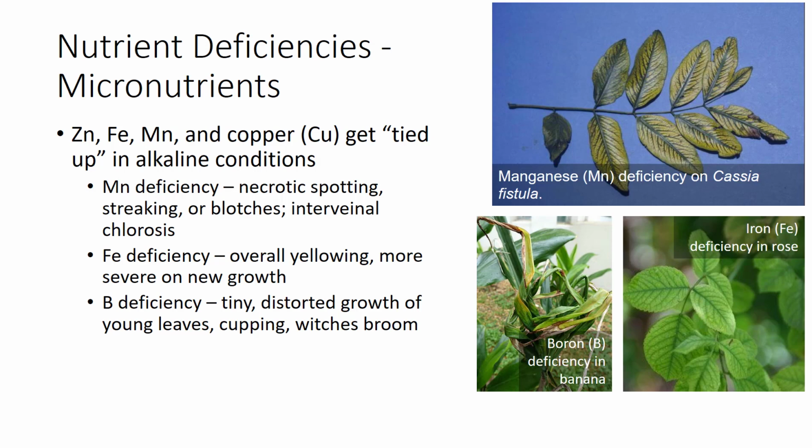Iron deficiency can also be seen as an overall yellowing of the plant, which is more severe on the newest growth, the opposite of nitrogen deficiency. Deficiency of boron manifests as tiny distorted growth of young leaves, upward cupping of leaves, and a witch's broom effect, multiple tiny branches at shoot tips.